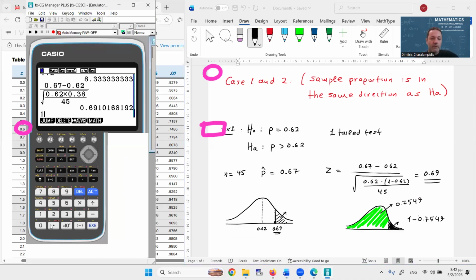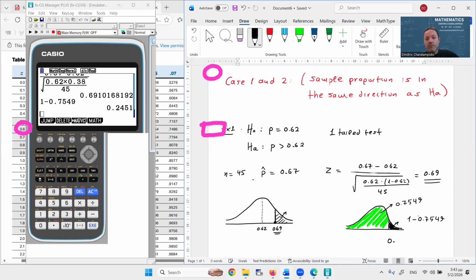1 minus 0.7549, it's gonna be 0.2451. So that is the p-value, which means that the probability of getting a sample proportion as big or even bigger than the one we already got is 24.51%.